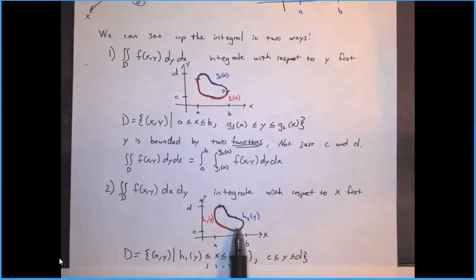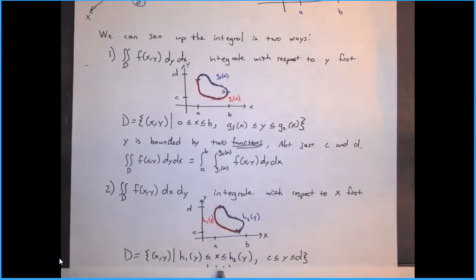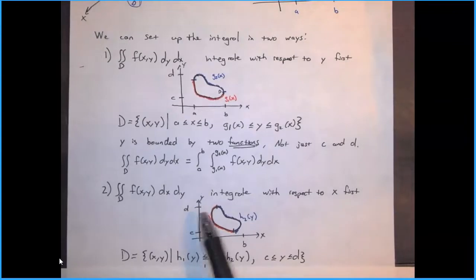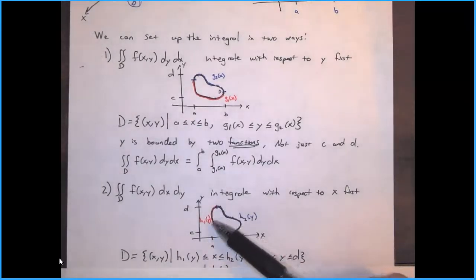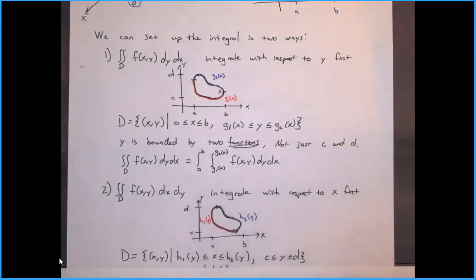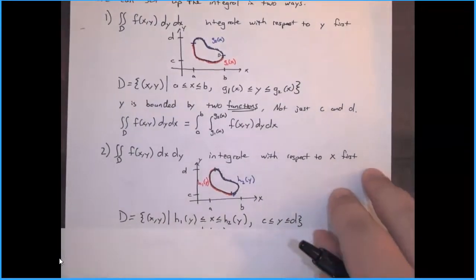So I can describe this region as all of the x values bounded between h1(y) and h2(y). And then I can just let y go from c to d. Because these curves are the boundary of my region, they take care of describing the shape of my region. And then once I have all the x values inside this region, I just need to know where I'm starting and stopping with y. And that can describe all the points of my region. So then I set up the integral this way.